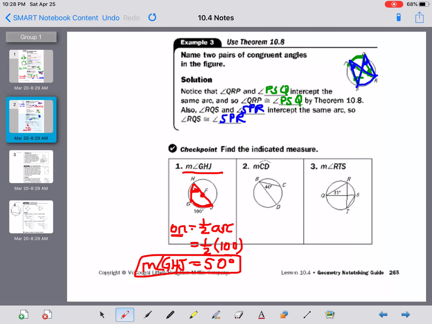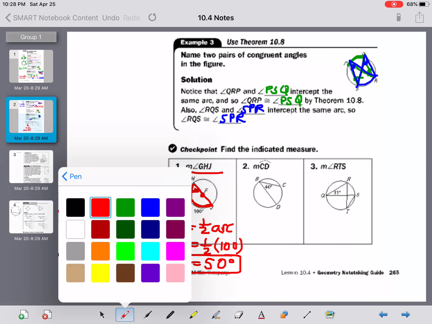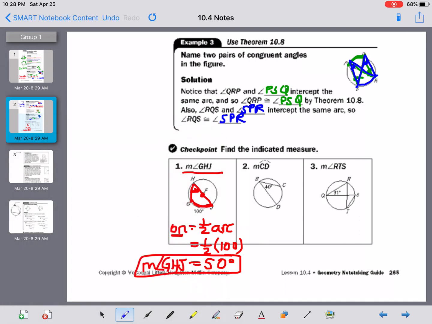All right, moving on to number 2 here. For number 2, I'm looking for arc CD. So here's my arc CD. So I follow my arc back to the angle that intercepted it, and it looks like I'm looking at angle B. Remember, inscribed angle equals 1/2 arc. If I fill in what I know, my inscribed angle is 40 degrees.